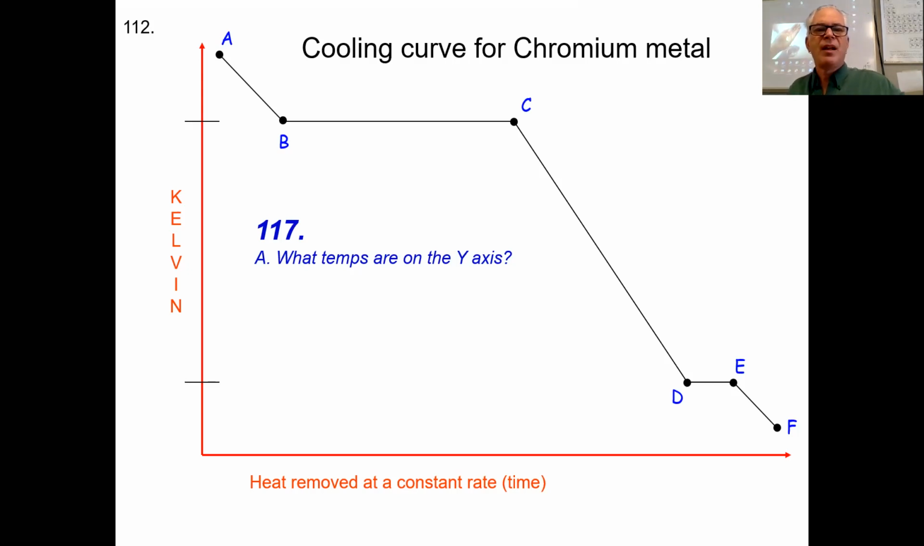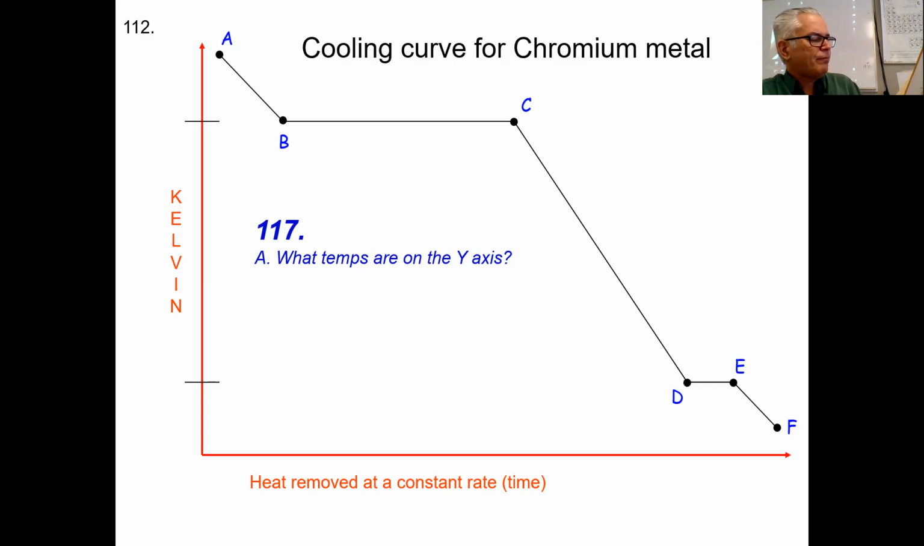Take 5. Let's answer these questions. What temperatures are on the y-axis? I don't know these numbers, but I do know what they're called. For chromium, they're called the boiling point and the freezing point, or the melting point. So that's what we have.